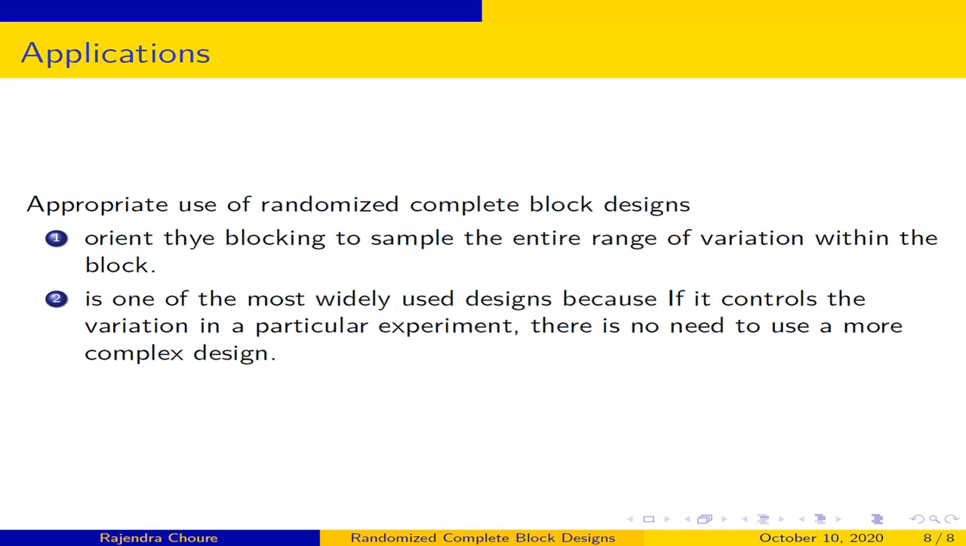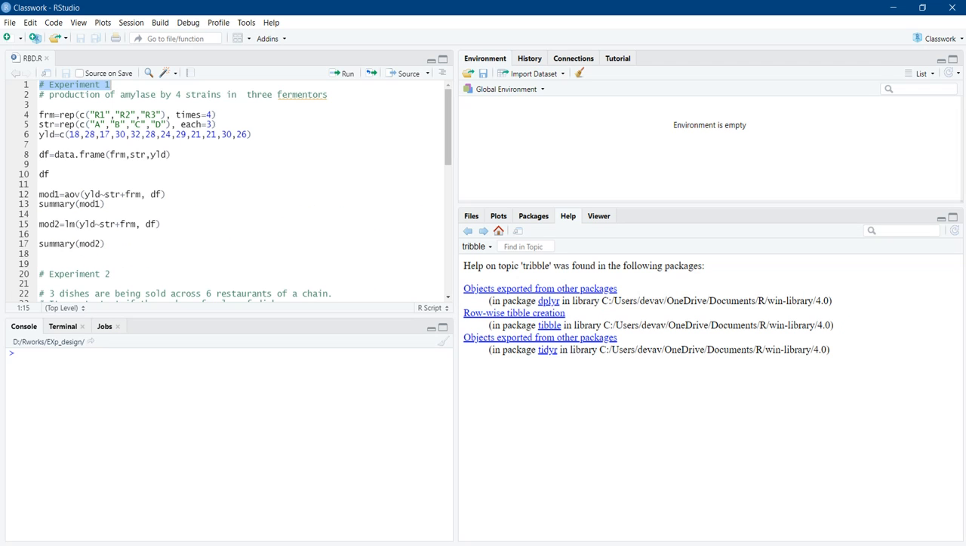Randomized block design is the most widely used design because it is most successful if all the variations in a particular experiment are controlled by blocking. And when this is done, there is no need to use more complex designs. Randomized block designs are easy to implement and easy to analyze. A blocked experimental design can be called complete only when all the treatments are there in all the blocks.